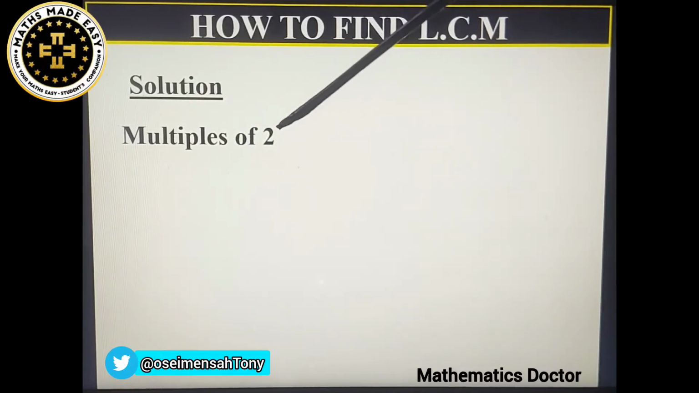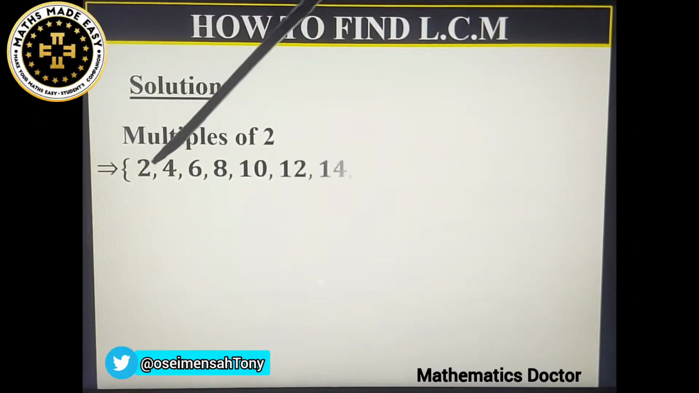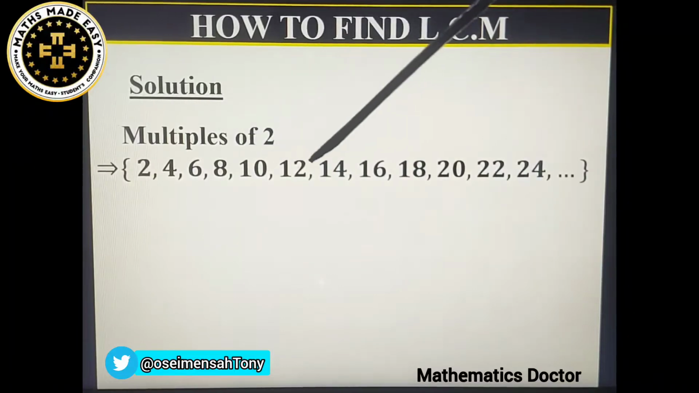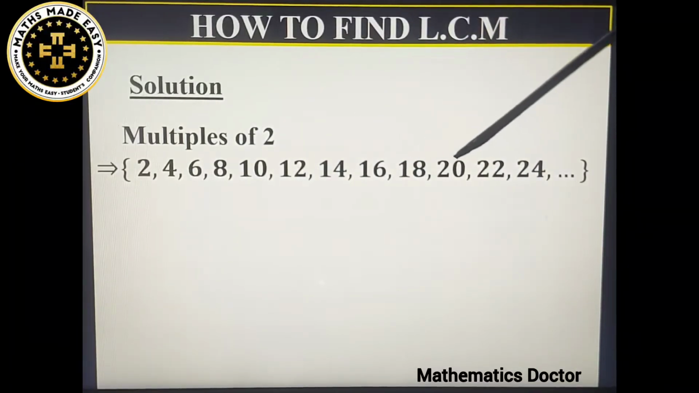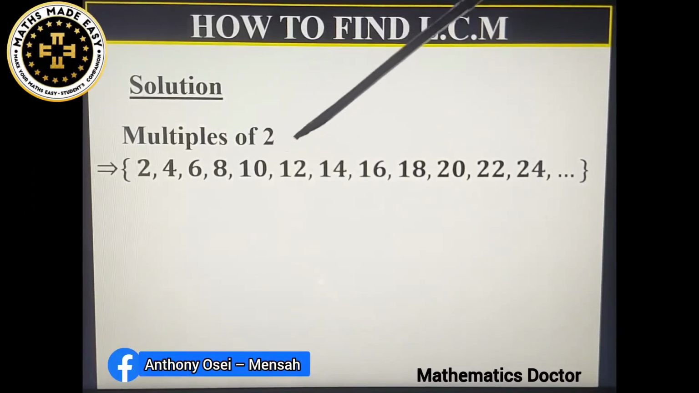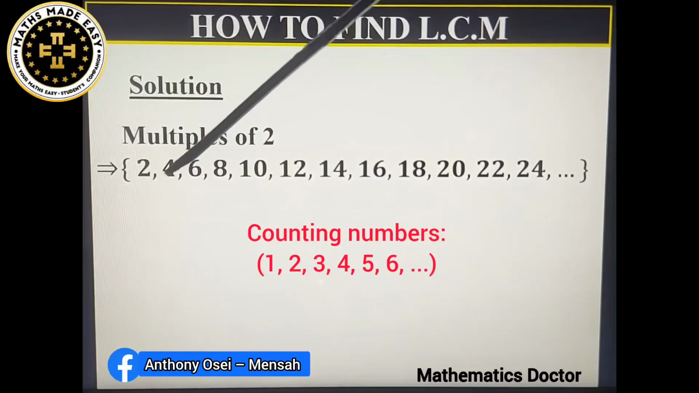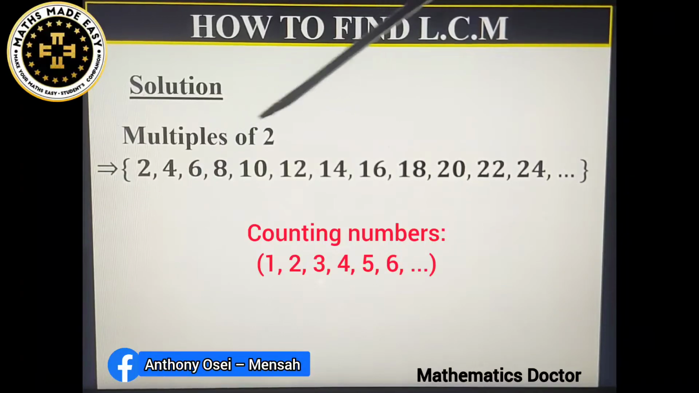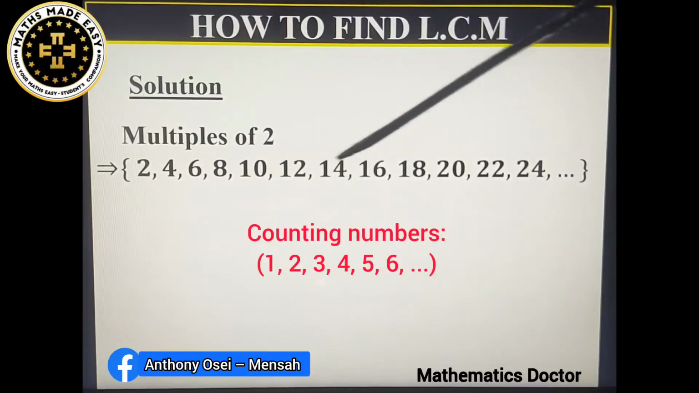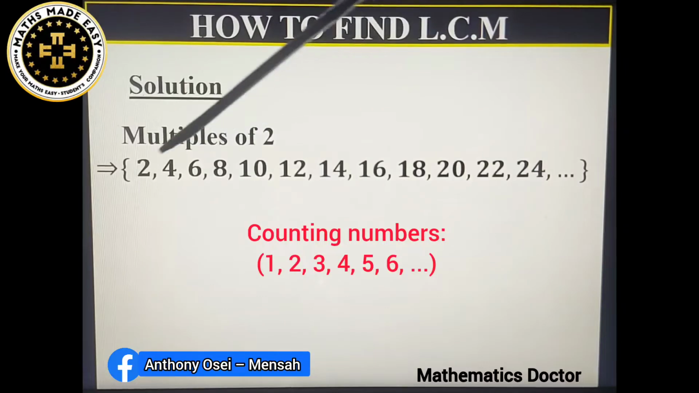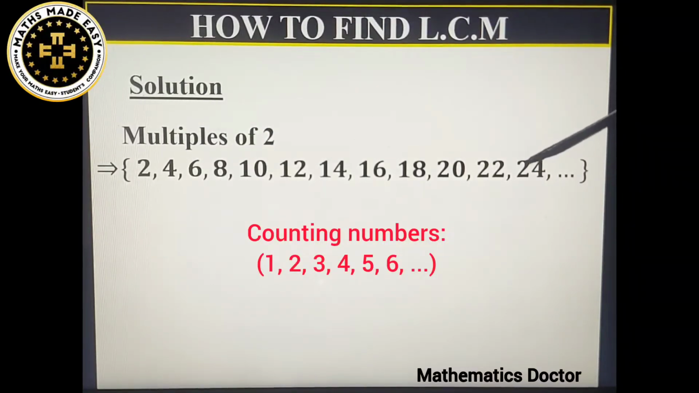To get the multiples of 2, let me explain in two different methods. Number 1, you have to multiply the number 2 by all counting numbers and produce the answer. For example, multiples of 2 can be 2, 4, 6, 8, 10, 12, 14, 16, 18, 20, 22, 24, and so on. How did I get that? 2 times the first counting number, which is 1, will produce 2. 2 times 2 will produce 4. 2 times 3 will produce 6. 2 times 4 will produce 8, and so on. So if you multiply 2 by all counting numbers, you can produce these multiples of 2 up to 24.